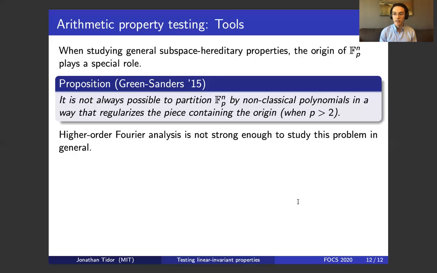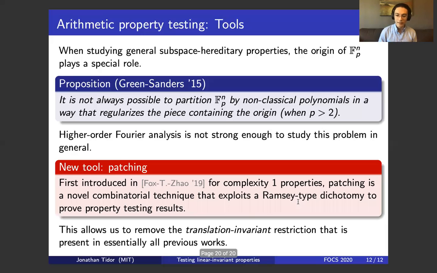But if you want to study general properties, not just translation invariant ones, this example shows you that higher order Fourier analysis is not a strong enough tool for this job. So the main innovation in this work is a new combinatorial technique that we call patching. Patching was first introduced by Fox, myself, and Zhao in a 2019 work studying complexity 1 properties.